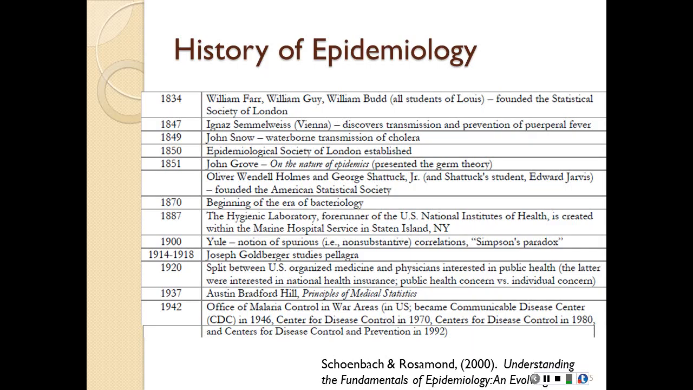Around the same time, William Farr also started tracking vital statistics. They were both contemporaries in London. And so he started keeping track of who was dying and what they were dying from. That's also a pretty big deal. That was the forerunner of all the vital statistic systems that we have today.